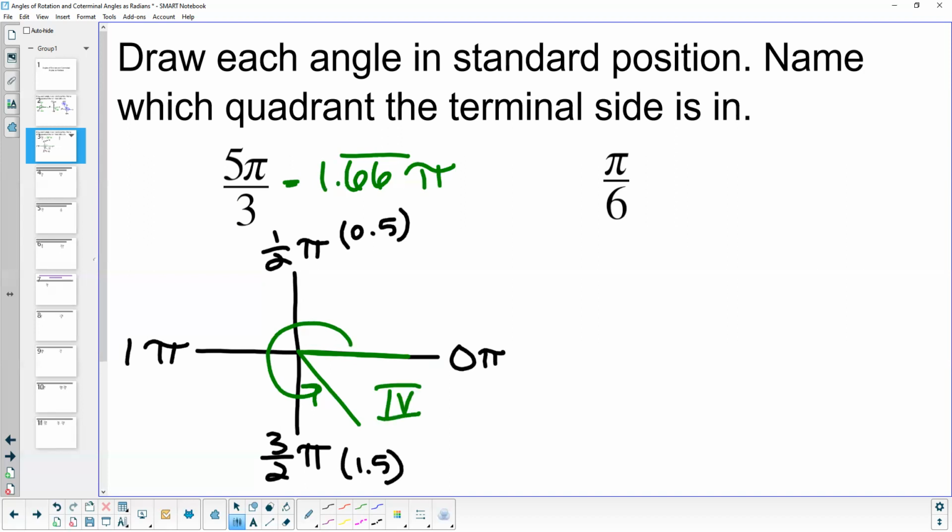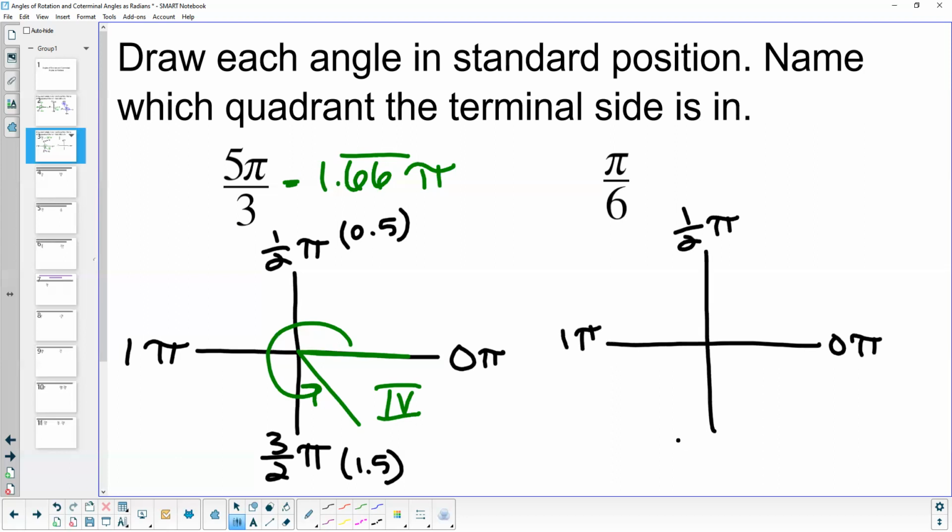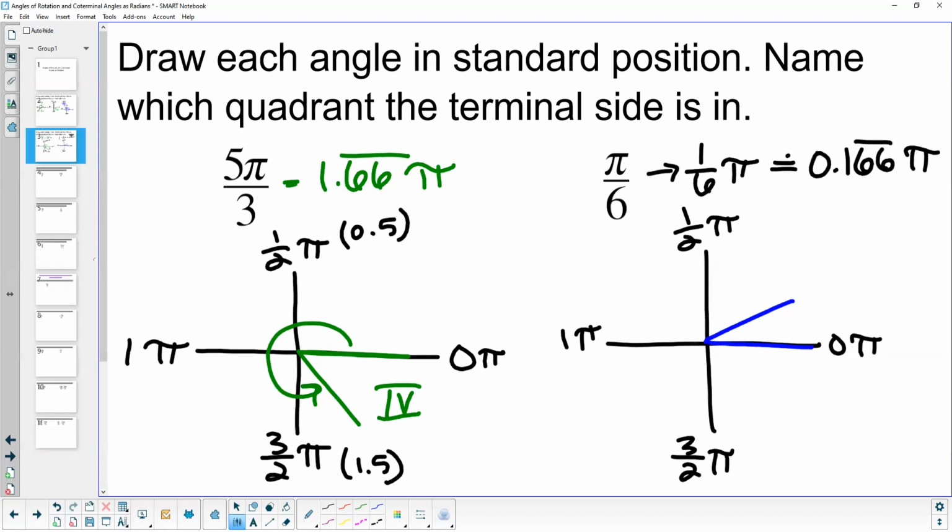So we're going to do the same thing here with this pi over 6. We've got our 0 pi, our 1/2 pi, our 1 pi, our 3/2 pi. Now, pi over 6 is the same thing as 1/6 pi. So if we do 1 divided by 6, we end up getting 0.166 repeating pi, which is definitely between 0 and 1/2. So we've got our initial side, our terminating side, we have got our arrow here, and it ends in quadrant 1. So you can see how we can just switch these into decimals to give ourselves an idea of where it's going to end up.